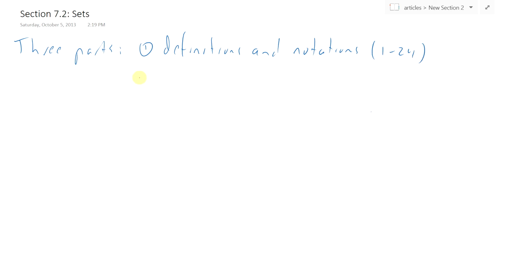Okay, so we're back. We're moving into section 7.2 now that financial mathematics is over, and this is talking about sets. So there are three parts to this section. The first part will be definitions and notations, and that will cover basically problems 1 through 24 in section 7.2. Then an introduction to Venn diagrams, which you probably have seen before, but we'll use them to count. And that's problems 25 through 36.